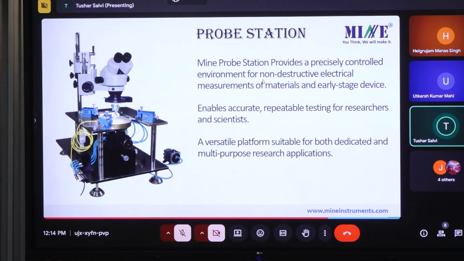A probe station is a scientific instrument used to test and measure very small electronic devices and semiconductor components. It helps researchers check how tiny circuits, chips, or sensors work before they are fully manufactured or packaged. The system has a very fine metal probe that touches specific points on a small sample or wafer. These probes are connected to measuring instruments like a multimeter, oscilloscope, or analyzer to record electrical signals.